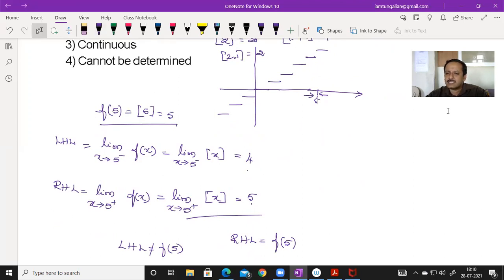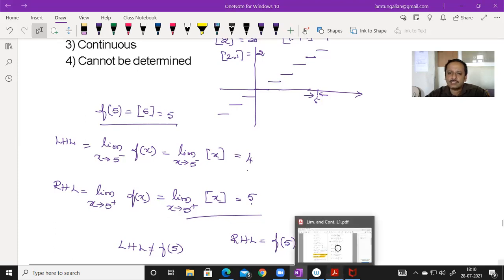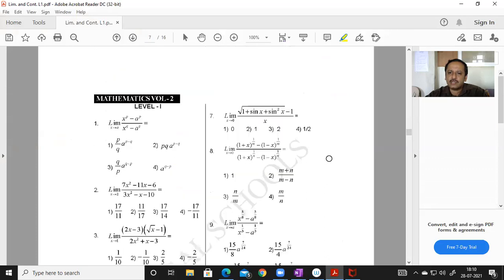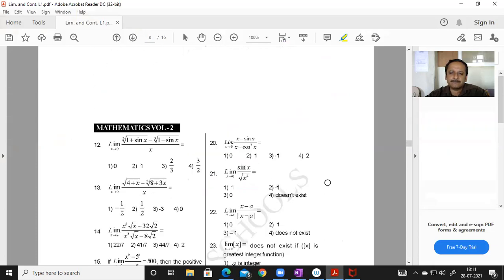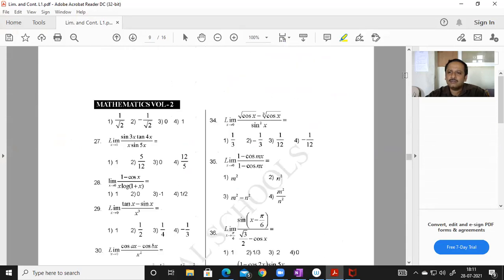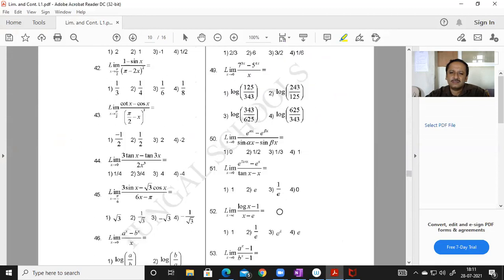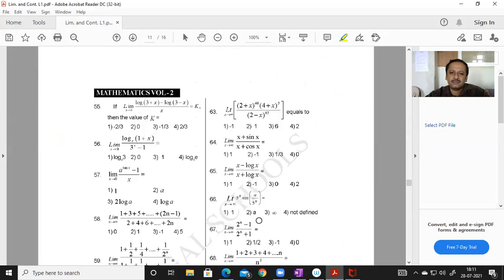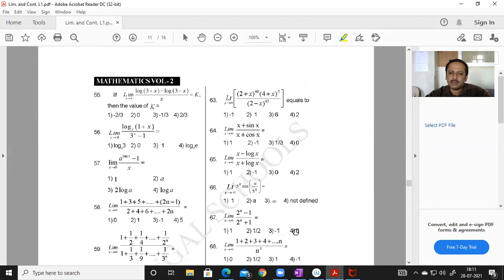Sir, explain 67th question of yesterday's assignment. Where is 67th question? Let me check. Limit n tends to infinity 2 power n minus 1 by 2 power n plus 1. You want me to explain this?